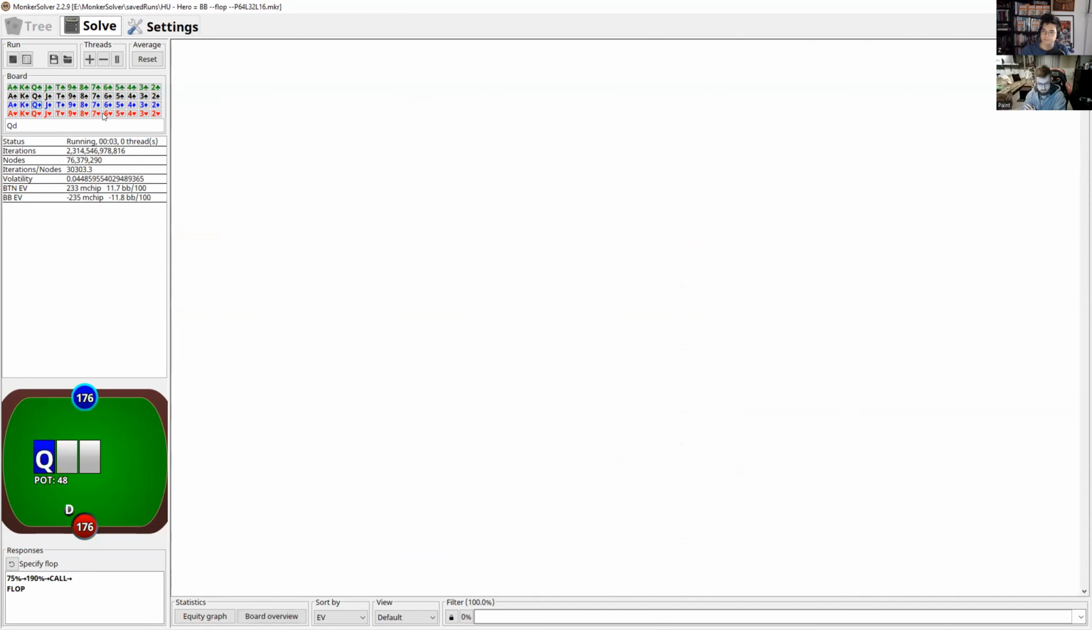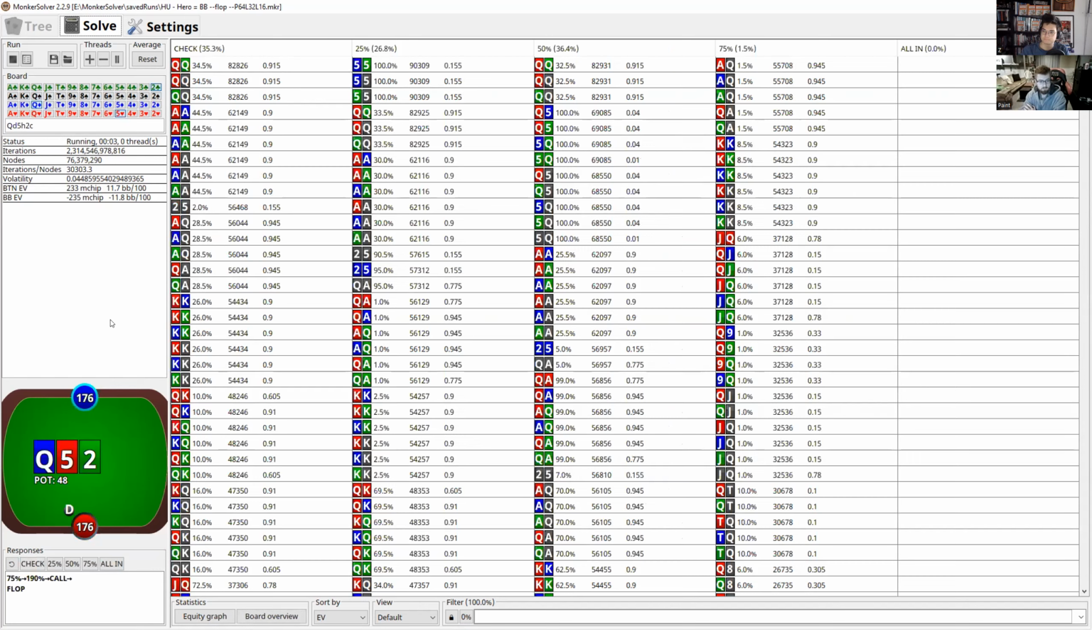75, 25, 50, 75. And when I run the new one, it should have your preferred sizes and the sizes that he uses. So it'll more closely mimic what you're actually playing when you're playing against Brandon.